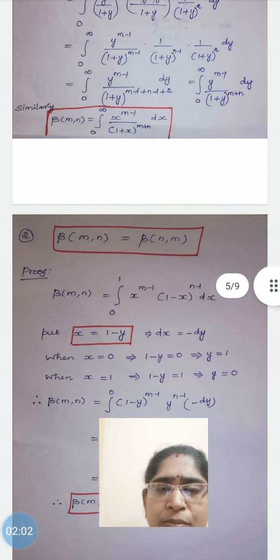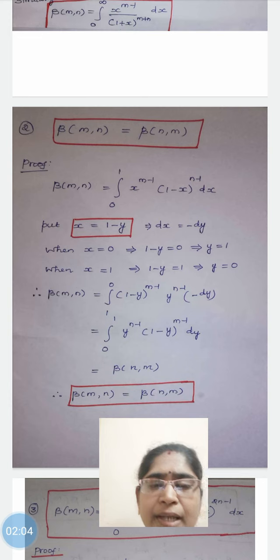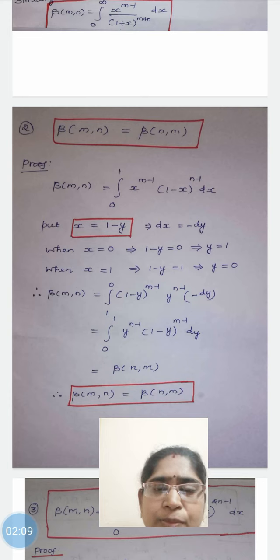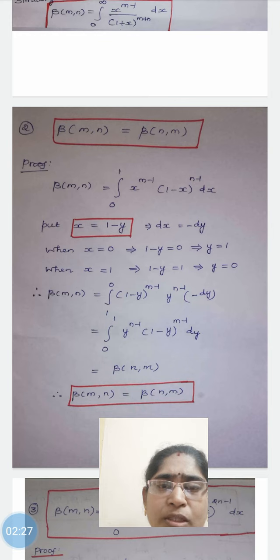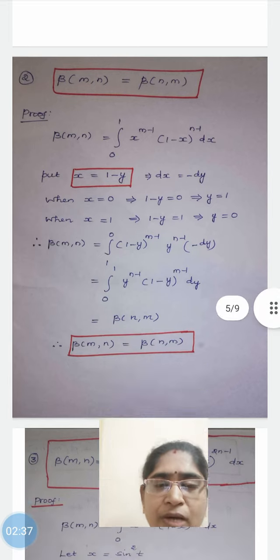Now coming to the second property, beta of m comma n can be written as beta of n comma m. So this can be proved by making the substitution x is equal to 1 minus y. So therefore, to get the new limits, when x is equal to 0, the value of y is 1, and when x is equal to 1, our y is 0. Therefore, the new limits are 1 and 0. Coming back to the definition of beta of m comma n, by substituting the new limits and the value of x as 1 minus y and the value of dx as minus dy, we will be getting beta of n comma m. So hence we have got the second property.